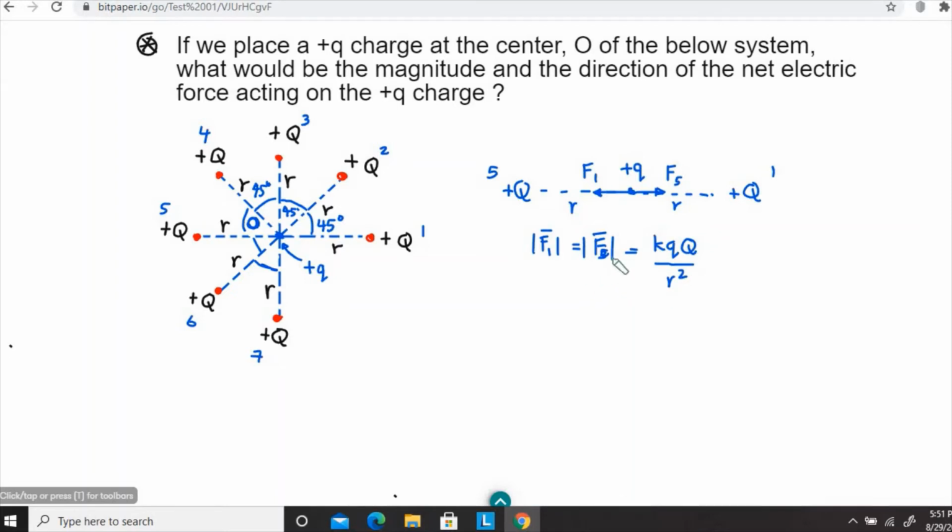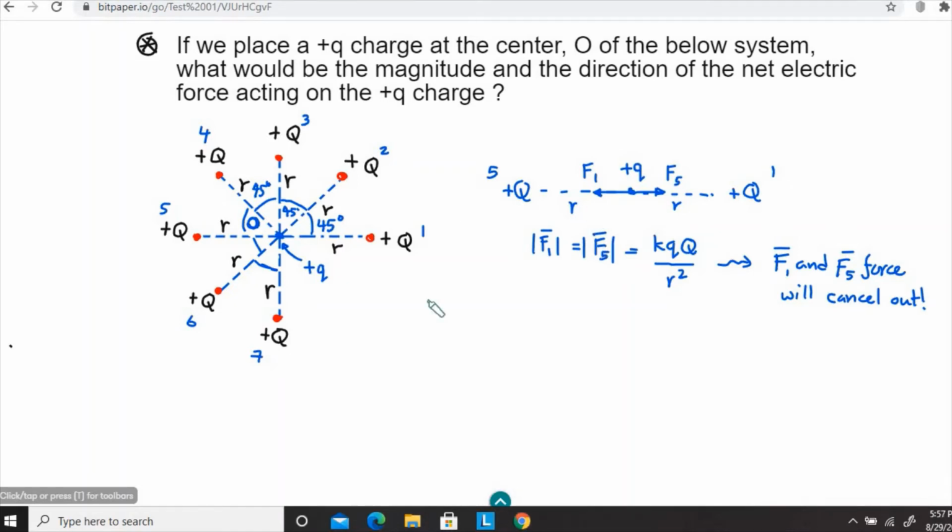So you have equal magnitude forces acting in opposite directions. So as a result, we can conclude this F1 force and F5 force will cancel one another, cancel out. Okay, so that's what we can conclude.